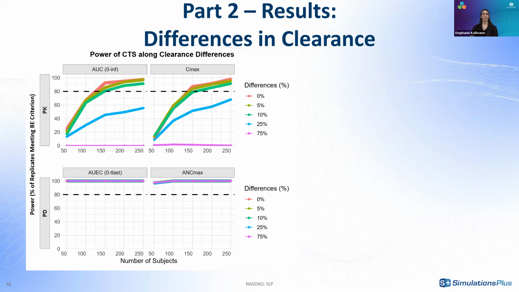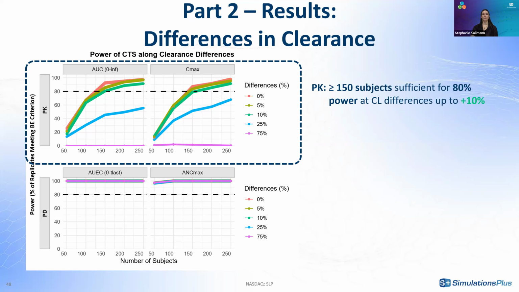Okay, so here we looked at the effect of clearance difference on power to demonstrate similarity. For PK exposure metrics, AUC and Cmax, we again see that around 150 subjects provide 80% power when the clearance difference is small, up to 10% relative to the reference. Beyond that, power stays significantly lower, reflecting the strong influence of clearance on overall exposure.